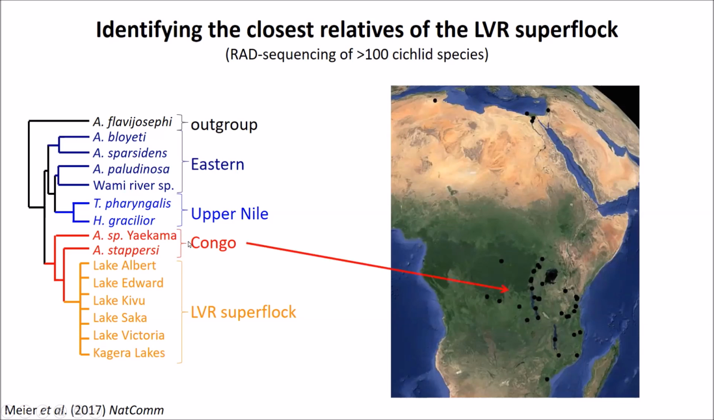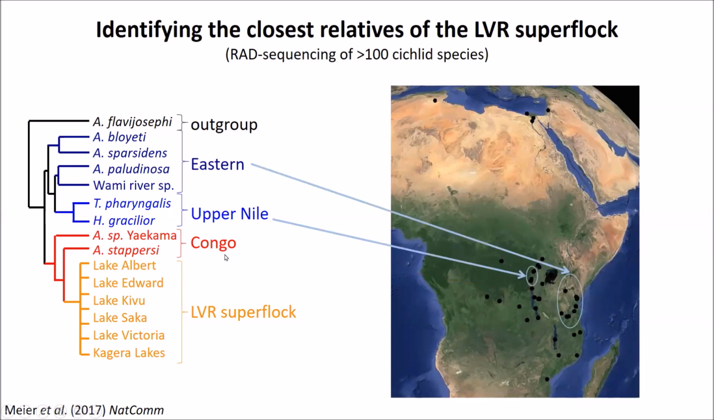And then the closest relatives I found here are cichlids from the Congo drainage system. The next closest relatives are cichlids from east of the Lake Victoria region and from the Upper Nile, which is actually part of the Lake Victoria region. I wanted to know, where did these cichlids come from? What are the closest relatives? One could conclude, looking at this tree, that perhaps the Congolese lineages are the closest relatives, and perhaps the cichlids in the Lake Victoria region colonized from the Congo and then radiated.